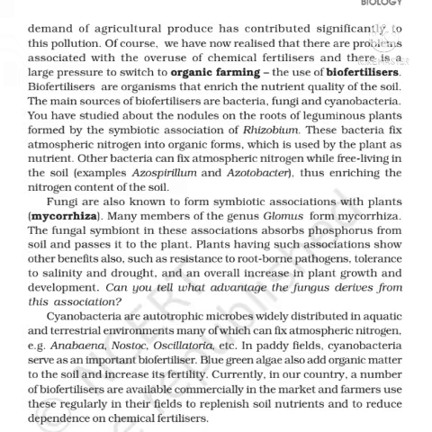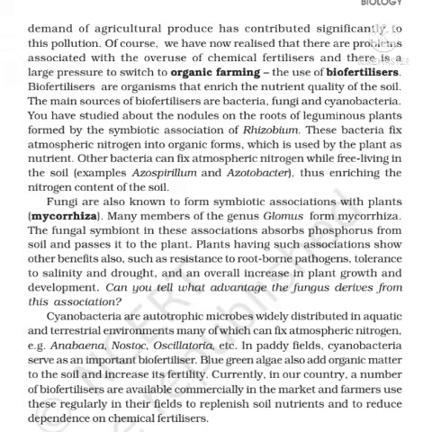Fungi are also known to form symbiotic association with plants, called mycorrhiza, and many members of the genus Glomus form mycorrhiza. The fungal symbiont in this association absorbs phosphorus from soil and passes it to the plant. Plants having such association show other benefits also, such as resistance to root-borne pathogens, tolerance to salinity and drought, and an overall increase in plant growth and development. Can you tell what advantages the fungus derives from this association?